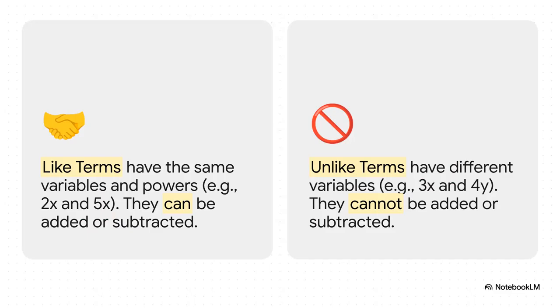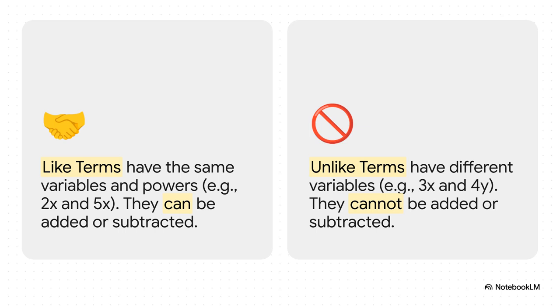Now listen up, because this is a really important rule. You can't just combine any old term you want. You have what are called like terms and unlike terms. Like terms have the exact same variable part. Think 2x and 5x. They're in the same family. Unlike terms, like 3x and 4y, have different variables, so they're in different families. And here is the golden rule.